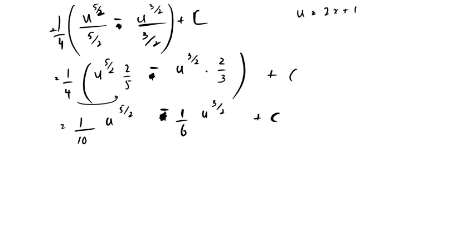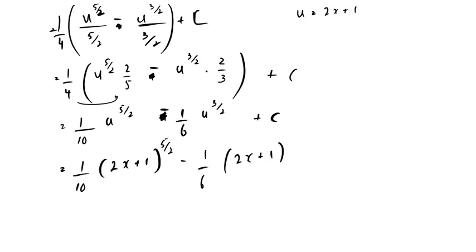So that is still not the answer. We had to get it back to x's. So we get 1 over 2 times 2x plus 1 to the power 5 over 2, minus 1 over 6 times 2x plus 1 to the power 3 over 2, plus c. Let's do one more question.